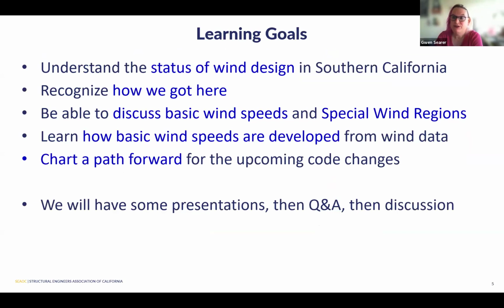Our learning goals are to understand the status of wind design in Southern California, recognize how we got here, be able to discuss what basic wind speeds are and what special wind regions are, learn how basic wind speeds are developed from wind data, and chart a path forward for the coming code changes, because there are some substantial ones coming. So again, we're going to have presentations, then questions and answers, and then discussion.